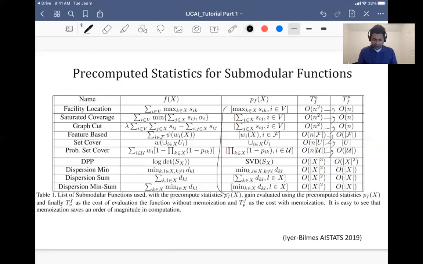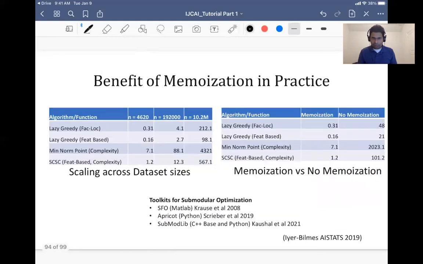So this is, in some sense, a very practical trick that is used, and most of the libraries today that implement submodular optimization do this. So we will actually review. This is actually an example of the role of pre-computed statistics, right?